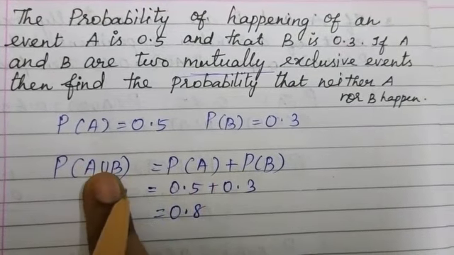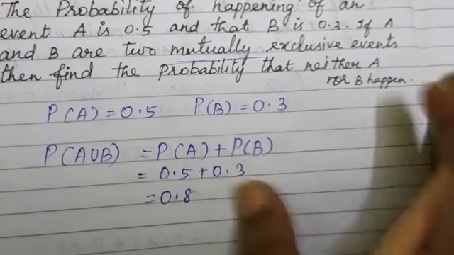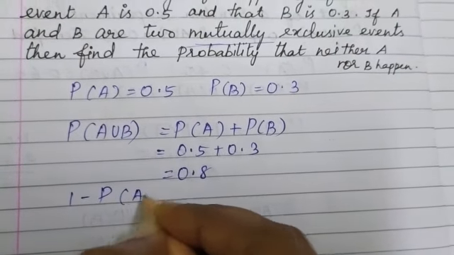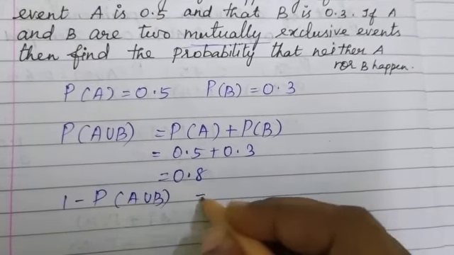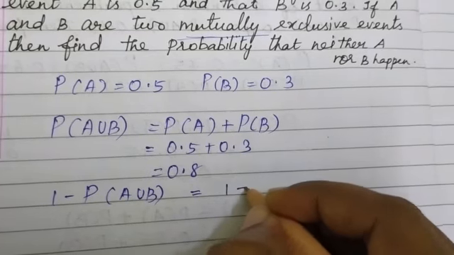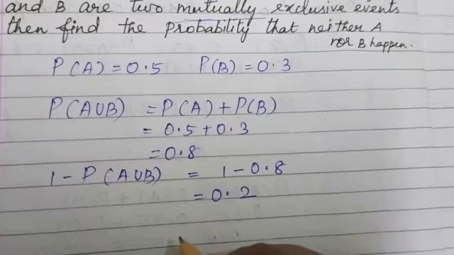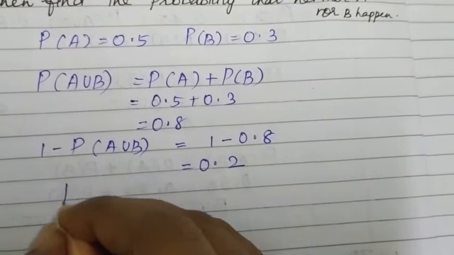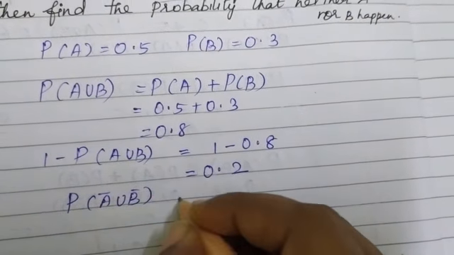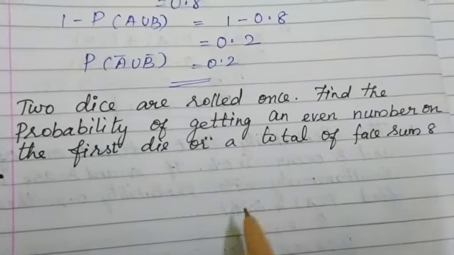This is either A or B. Here it is asking neither A nor B. So neither A nor B means 1 minus P of A union B, which is equal to 1 minus 0.8, so it is equal to 0.2. So P of A bar intersection B bar is equal to 0.2. Okay, understood? So next question, listen.